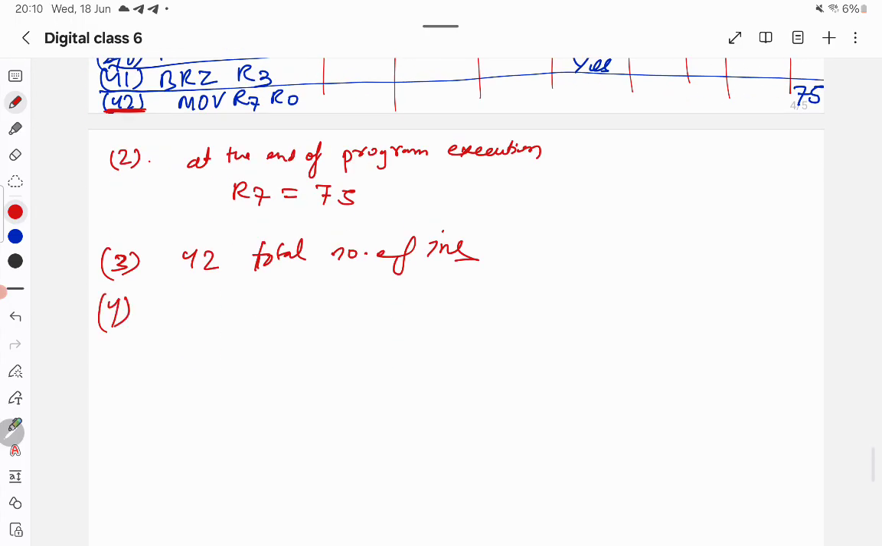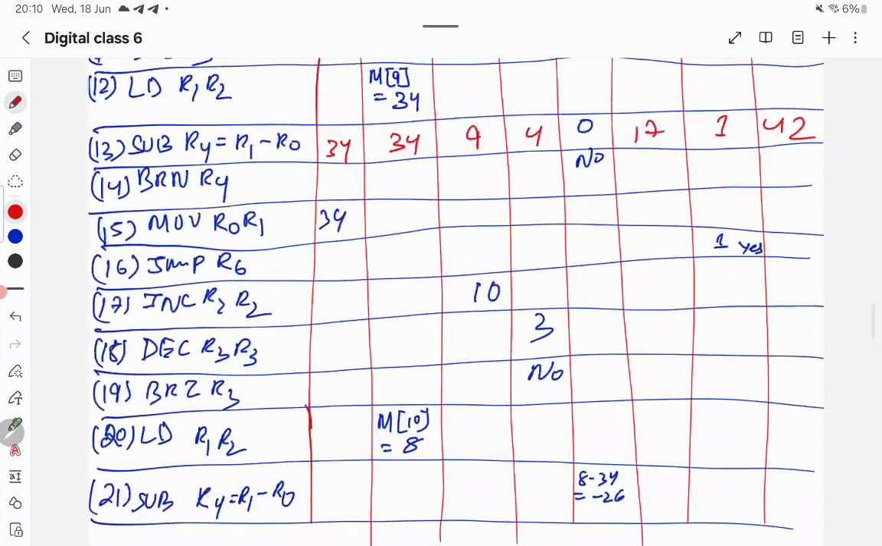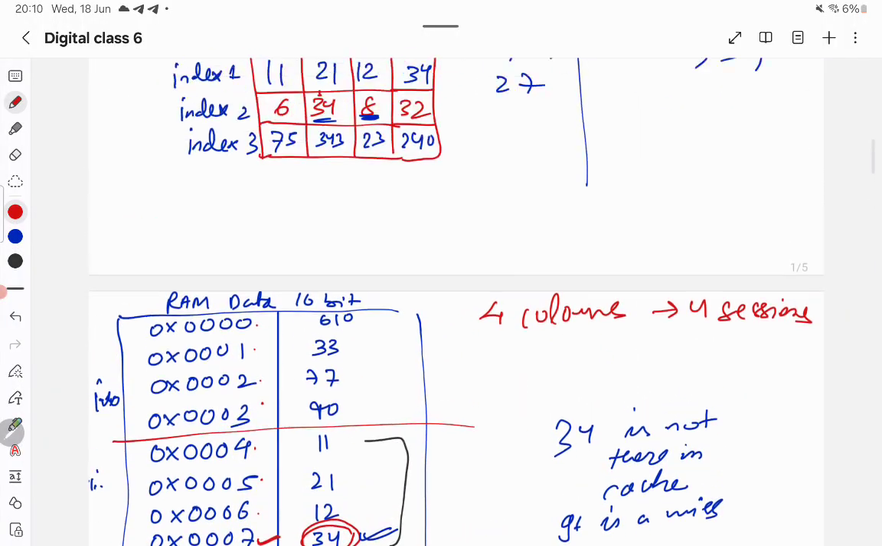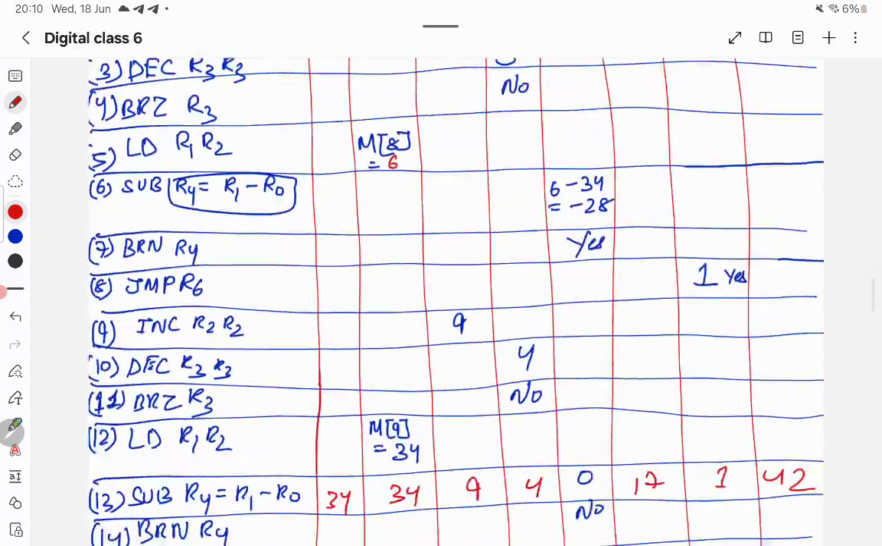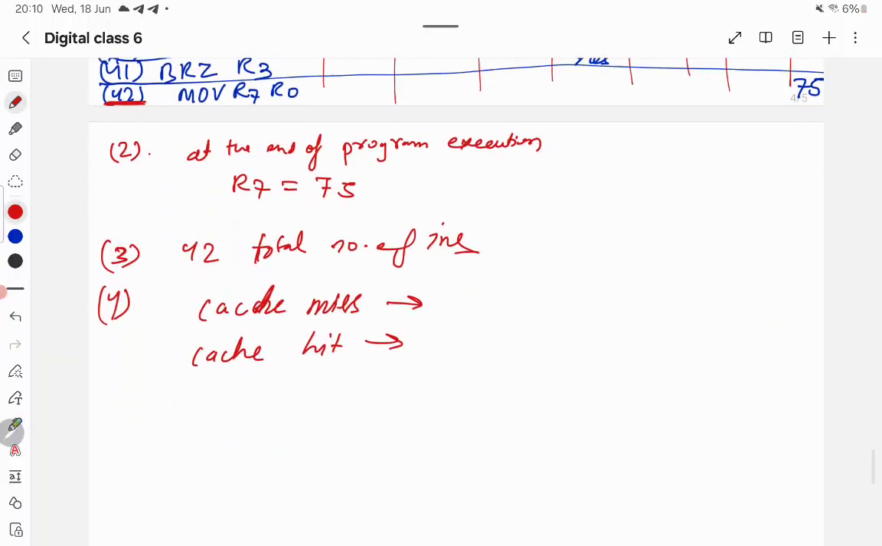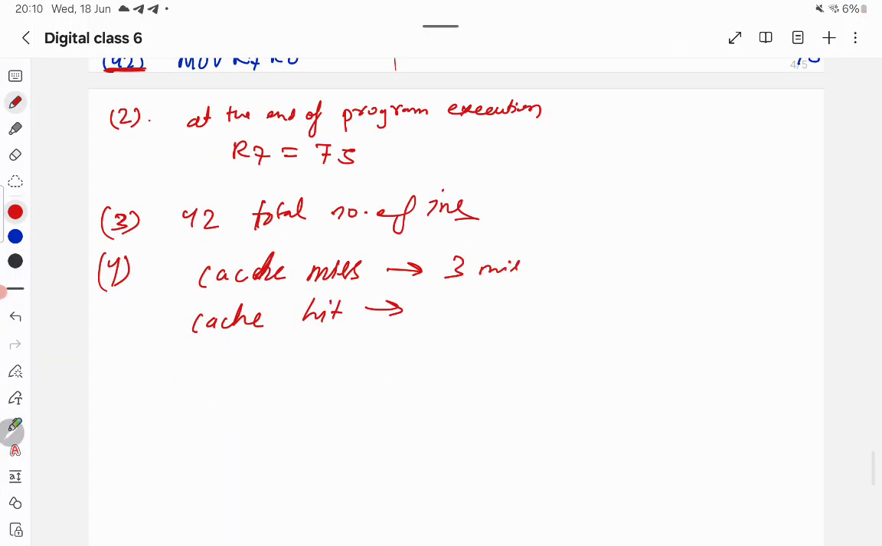Then next one, compute the number of cache misses during the program execution. So cache miss, cache hit. If you come here, how many hits? 1, 2, 3. How many misses? 1, 2, 3. So you will write here 3 misses and 3 hits. Got the point? So easy if you do it like this.